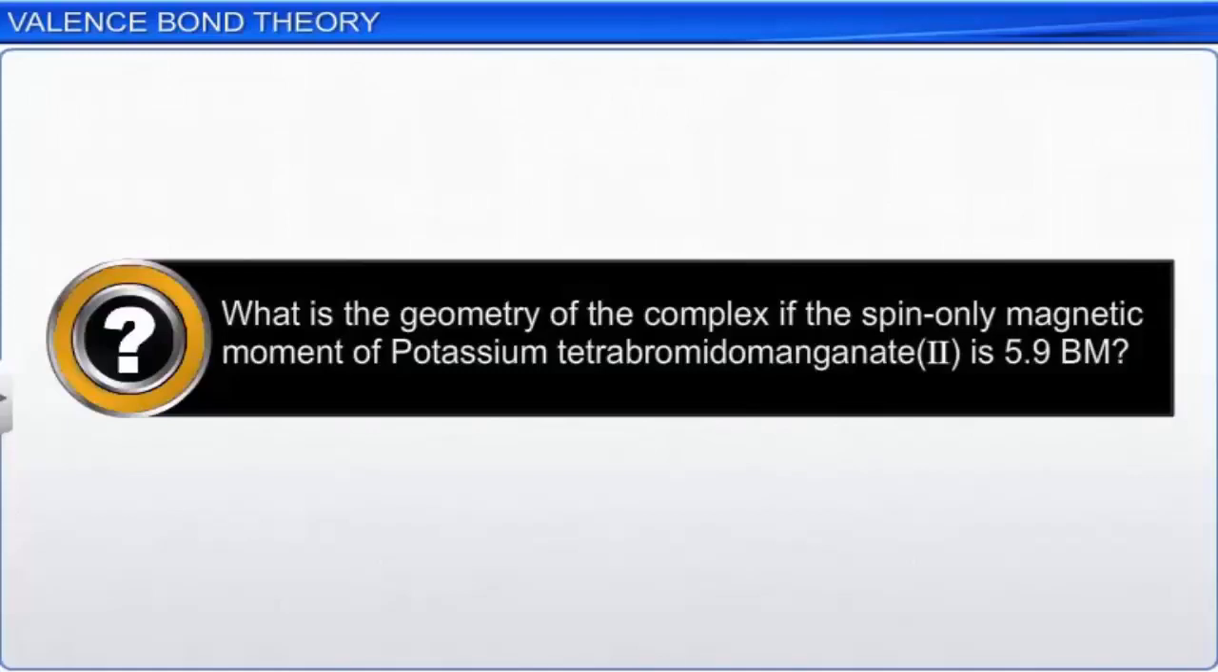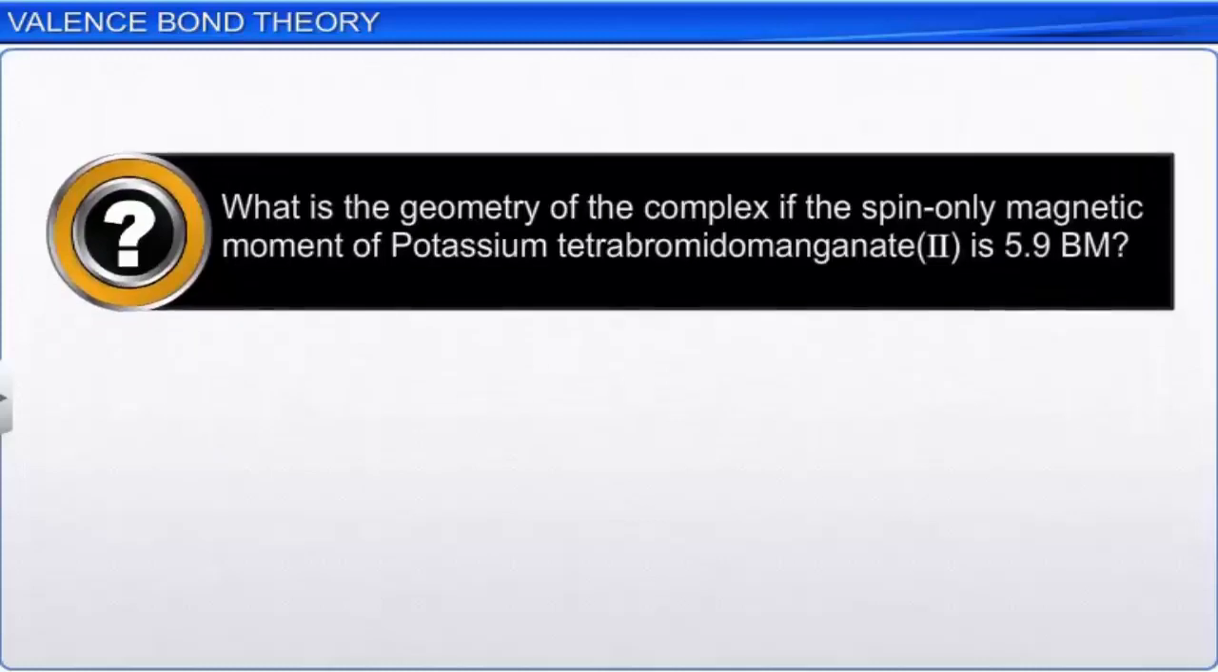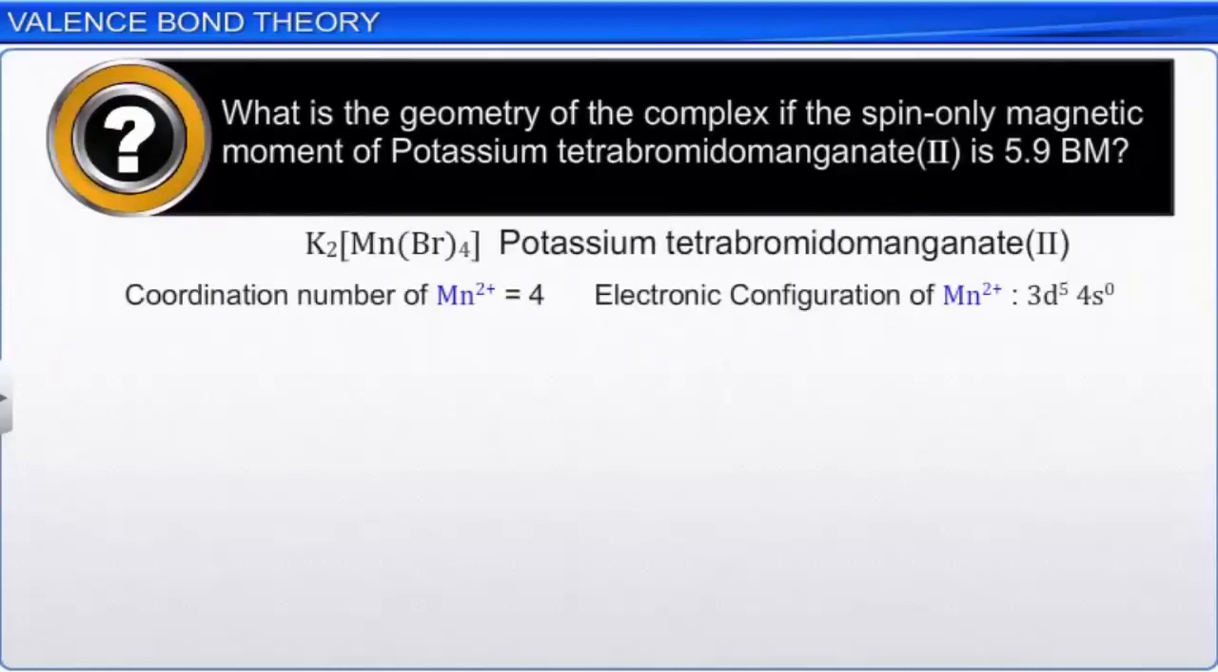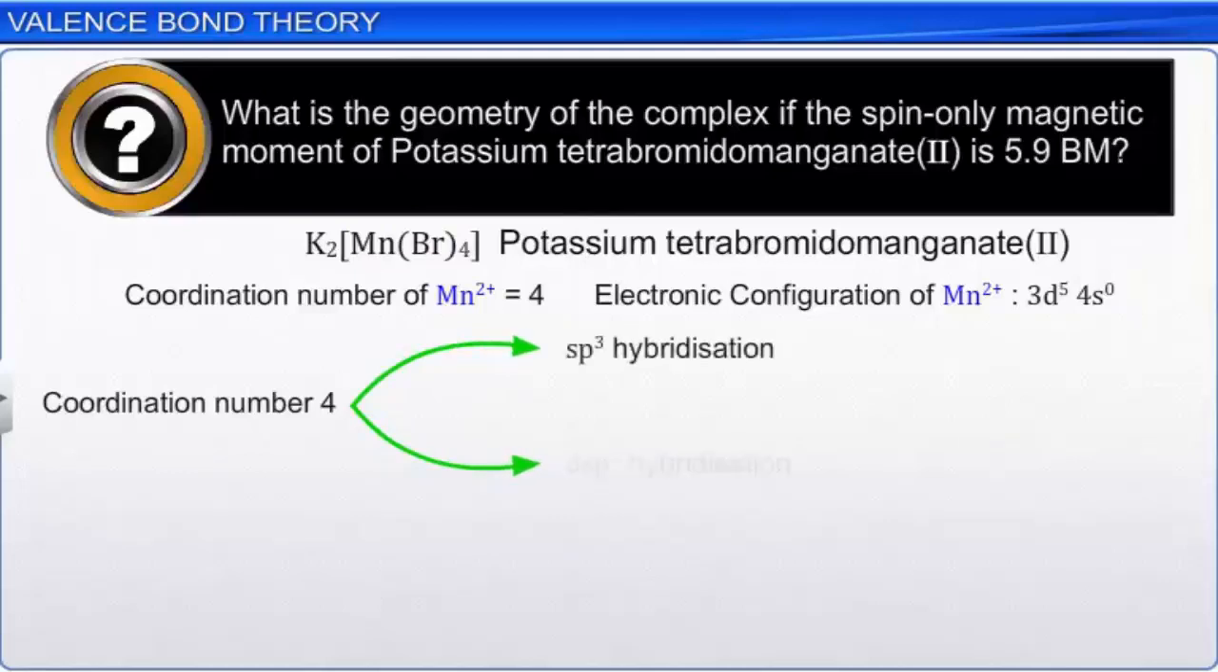Here is a question for you. What is the geometry of the complex if the spin-only magnetic moment of potassium tetrabromidomanganate(II) is 5.9 Bohr magnetons? The coordination number of the Mn2+ ion in the given complex is 4.